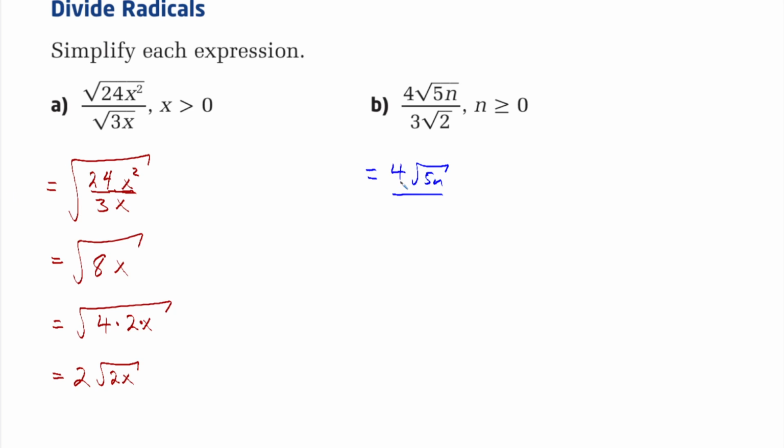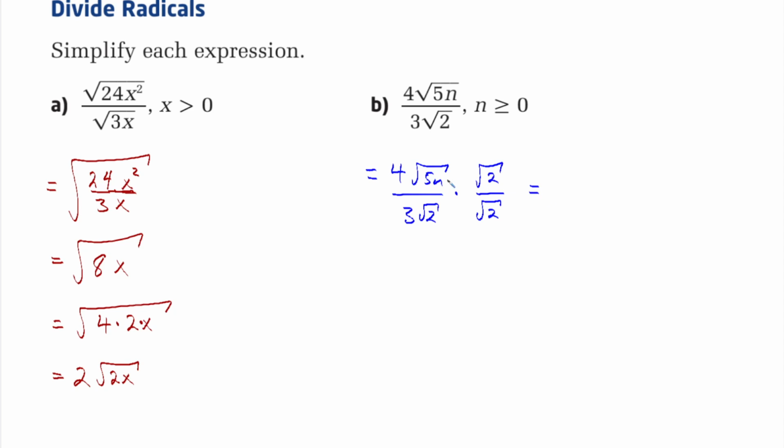Okay, 4 root 5n divided by 3 root 2, and I'm going to rationalize this denominator. So to get rid of a root 2 on the bottom, I'm going to multiply the bottom by the square root of 2. And if I do that to keep this equivalent, I've got to multiply the top by the square root of 2. And this should do it. There might be some simplifying in the end, but there's not a lot more to this one.